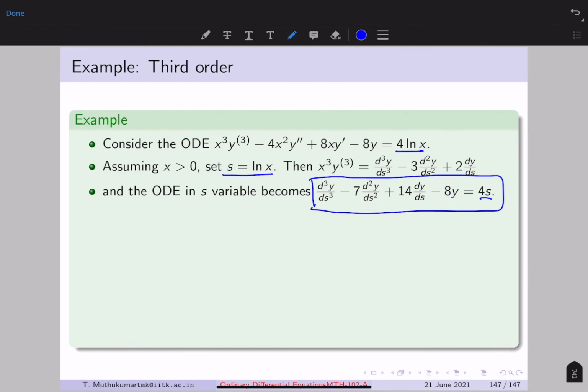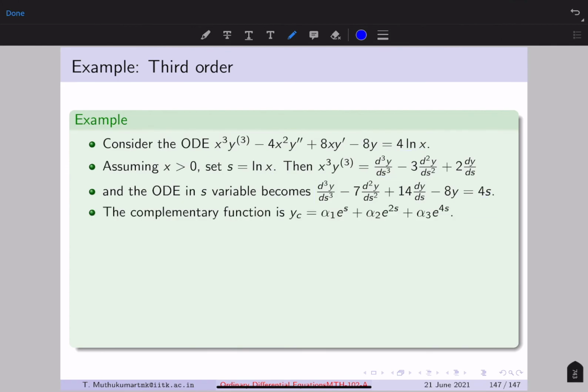Now this is a constant coefficient linear ODE, third order ODE, where the right hand side is in polynomial form, and this you can solve using the method of undetermined coefficients. You can also use the method of variation of parameter, whichever is convenient for you. So the complementary function is, if you solve for the corresponding homogeneous equation, you will get a cubic equation. When you solve for it, you get roots 1, 2 and 4, and that gives you this complementary function.